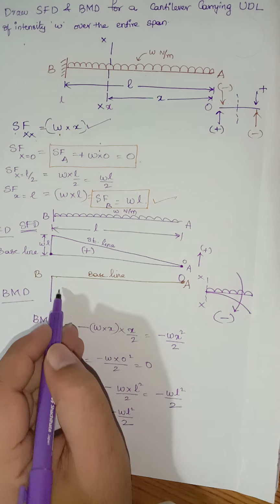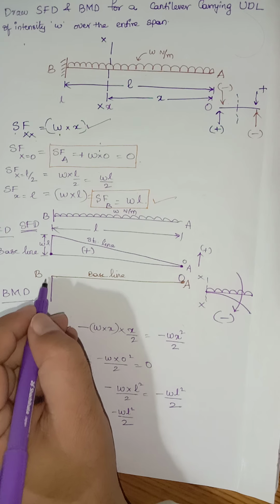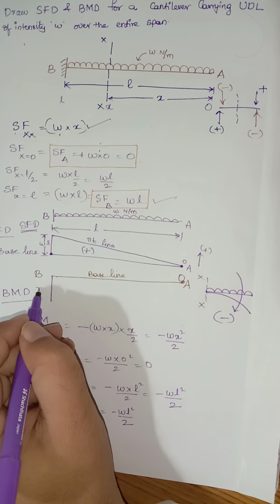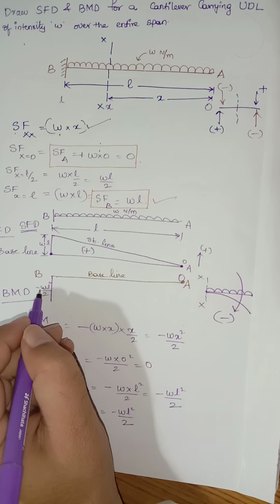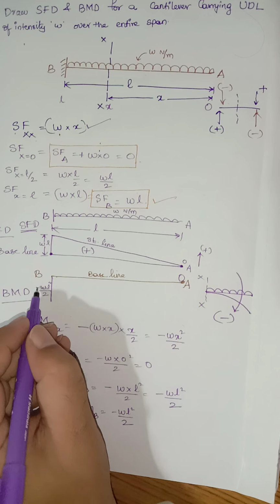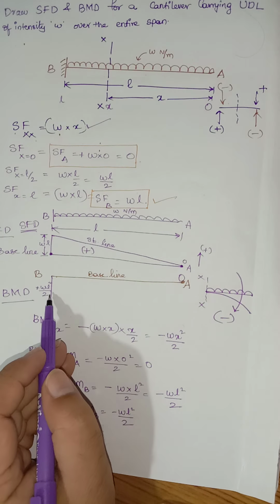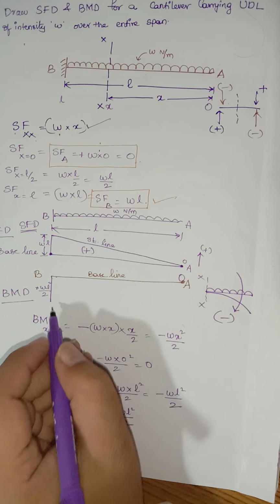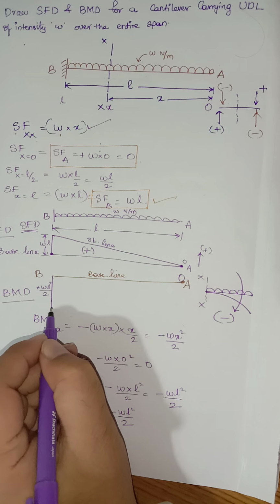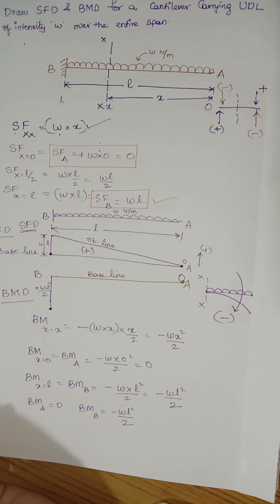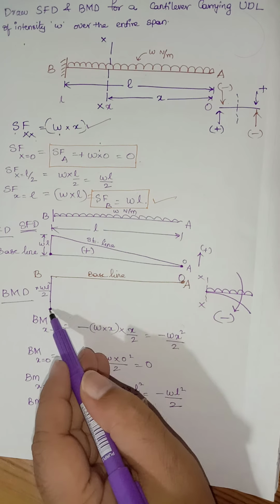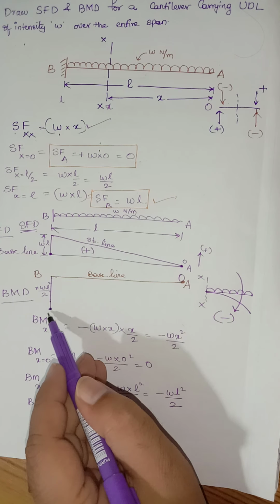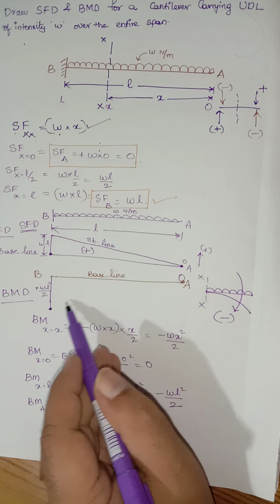Below the baseline we have to mark it. So this value here is minus WL square divided by 2. I need not indicate the minus sign because we are plotting it below the baseline. I am simply calling this WL square divided by 2. So I have plotted a point below the baseline at a distance of WL square divided by 2. Now the variation of the curve between these 2 points will be a parabola.